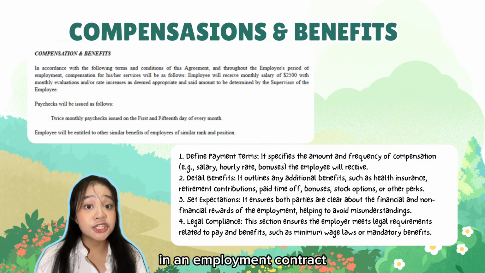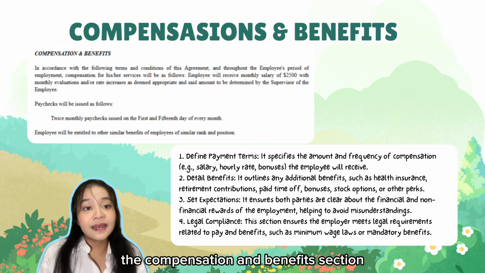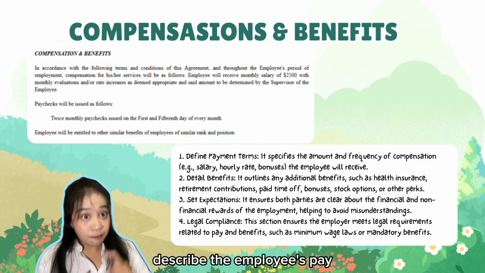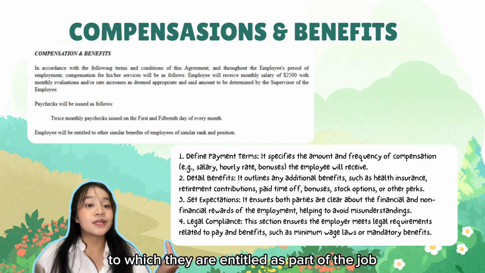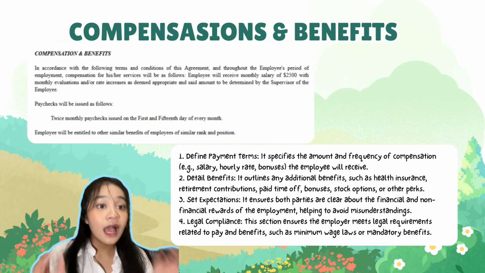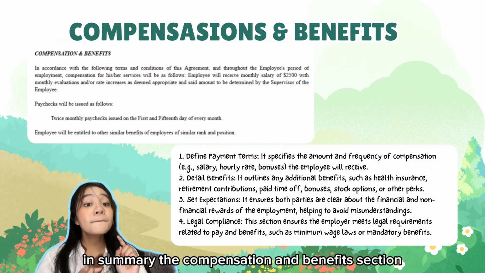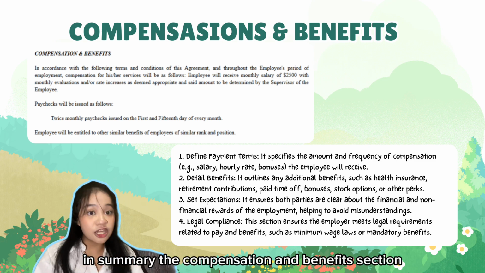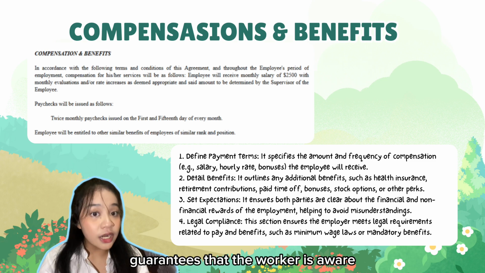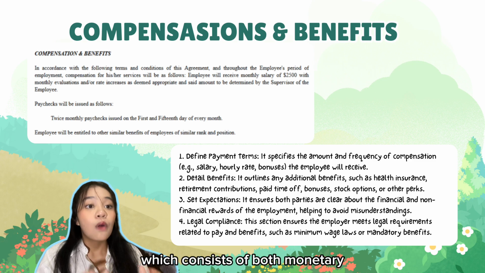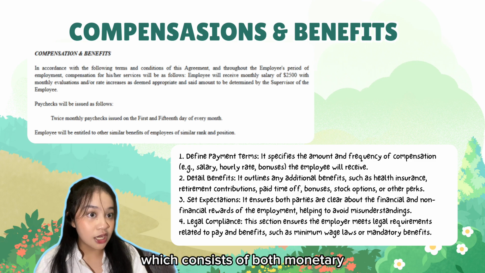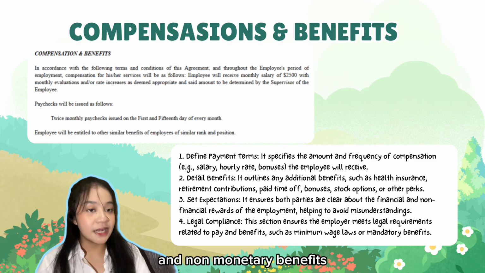In an employment contract, the compensation and benefits section describes the employee's pay, salary, and any other benefits to which they are entitled as part of their job. In summary, the compensation and benefits section guarantees that the worker is aware of their entire pay package, which consists of both monetary and non-monetary benefits.